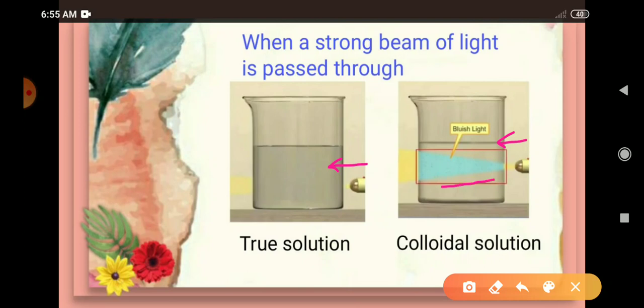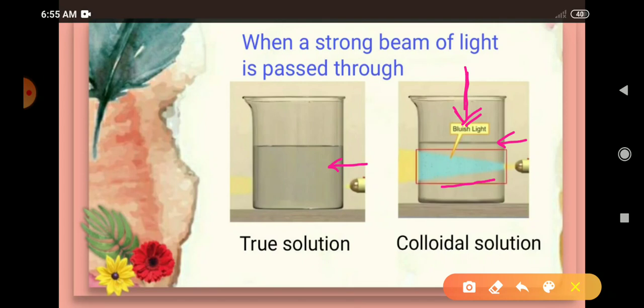You can see the path of the light is visible when it is viewed from the direction at right angle to that of the incident beam. So when you view from this direction, we can observe the path of it illuminated by a bluish light.